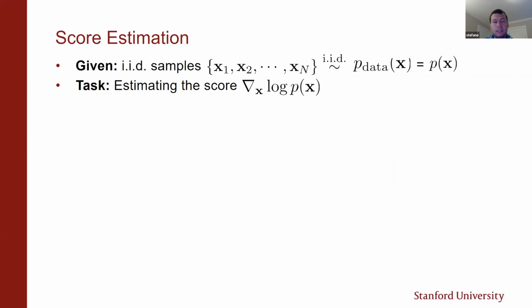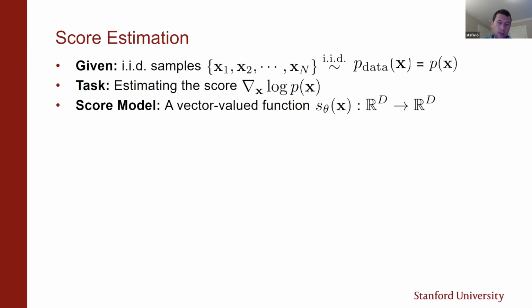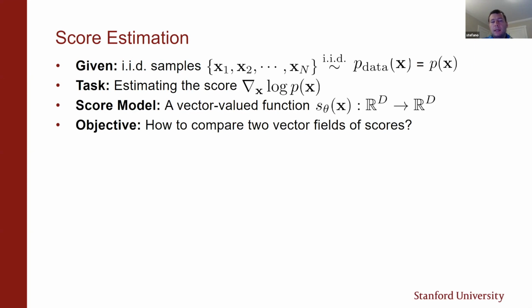And in order to do that, we're going to use a model, which is as before, a vector valued function. At any point in space, it will give us the direction. And the first question is, how do we even compare two vector fields of scores? These are two pretty complicated objects, and we need to figure out a metric to see, you know, is our model any good? How close is our score model to the true underlying vector field?